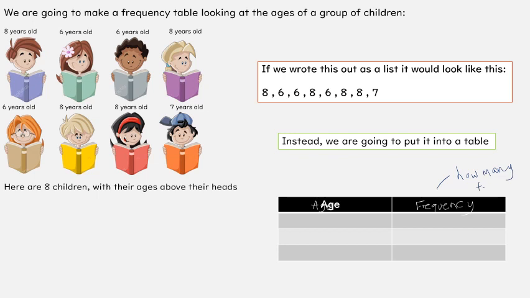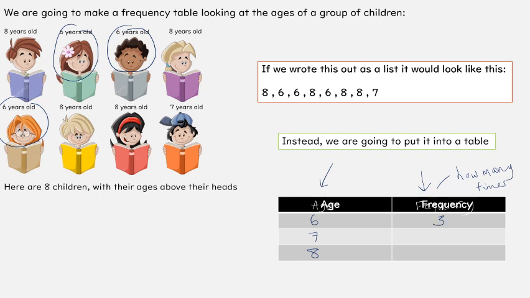So what are the possible ages of the children that need to go in this left-hand side? Well, they could be 6 years old, they could be 7 years old, or they could be 8 years old. There's no other ages there. Well, how many 6-year-olds though? I've got to fill in this side here, the frequency. Frequency is how many times. So how many 6-year-olds are there? There's 1 here, 2. Are there any others yet? There's 1 here, 3. So the frequency of 6-year-olds, there's 3 of them.